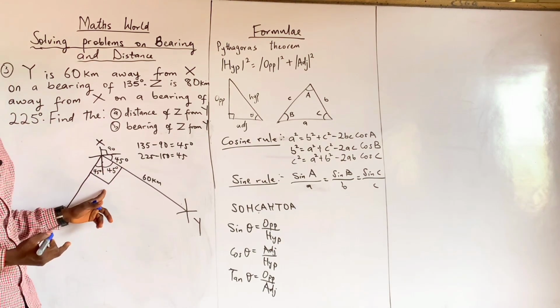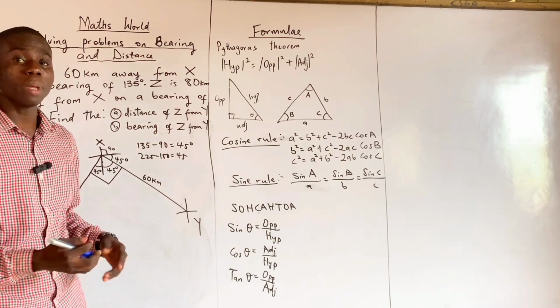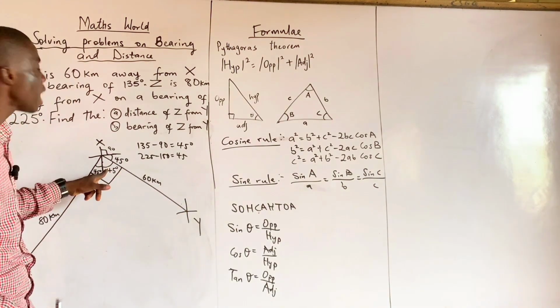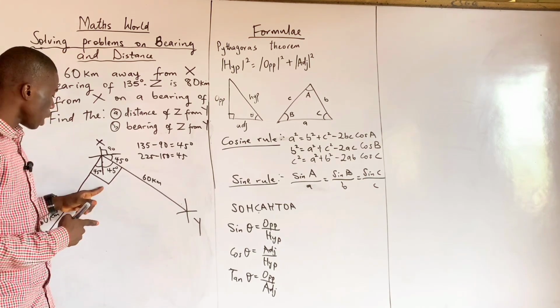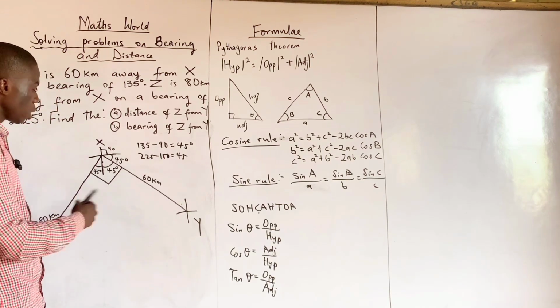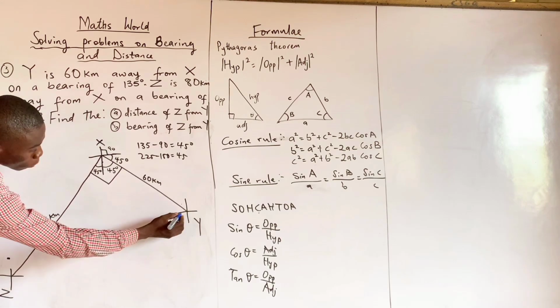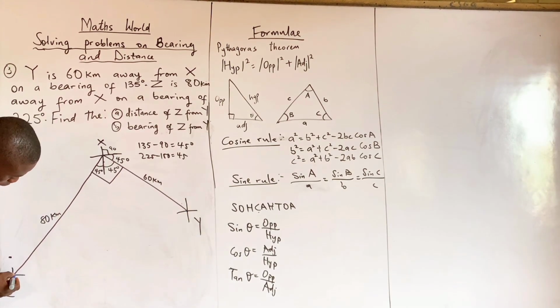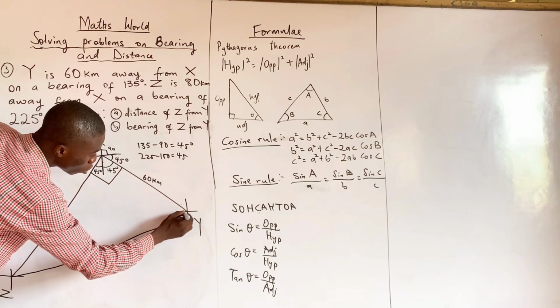Remember, the sharp edge shows that it is 90 degrees. The curved one shows that it's not 90 degrees; maybe it's greater or less than 90 degrees. But the sharp one, the one that has the square angle, means that it is 90 degrees. So I'm not going to write 90, or if you want to write it, you can put it; it's still the same thing. Here is 90 degrees. Now here is 80, here is 60. So I'm going to join this and this together. You place your ruler and you join these two lines together.